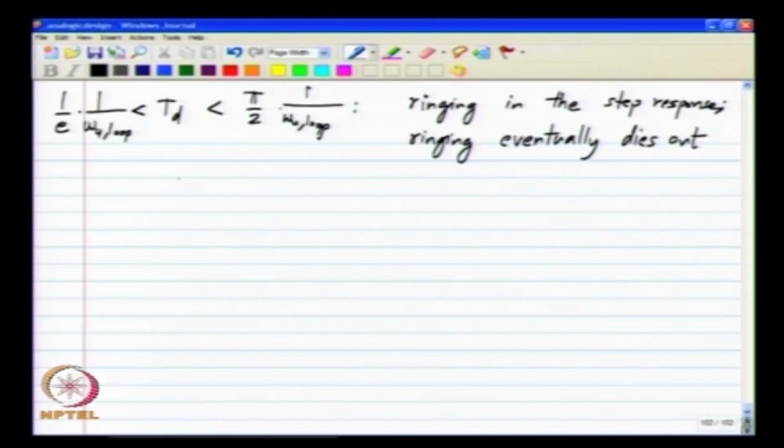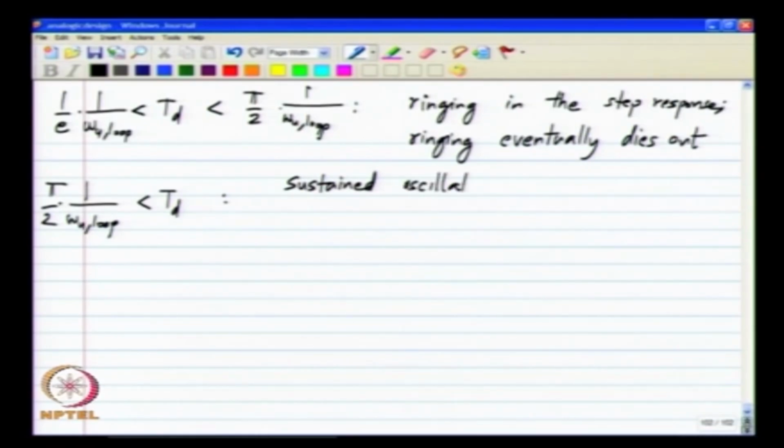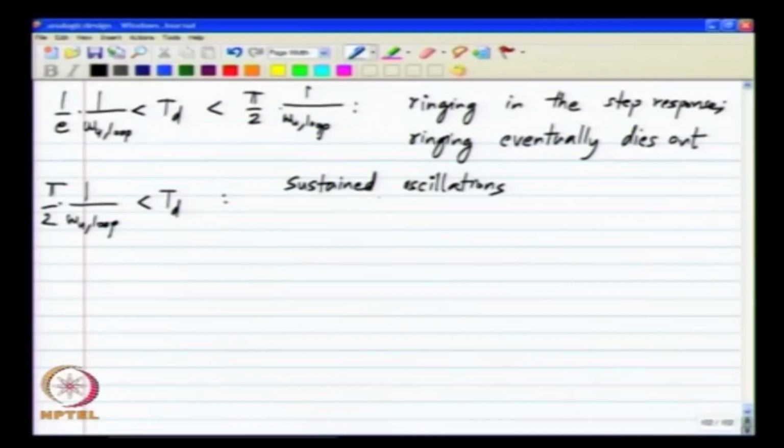Okay. And for Td more than pi by 2 times 1 by omega u loop, what happens is there are sustained oscillations. Okay. So, that means that if you apply a step, then there is ringing and it blows up. Also, if you have some initial conditions, they will not die down, they will eventually blow up and give a response even without having an input. So, this is an oscillatory condition and this is certainly something that you do not want to have.